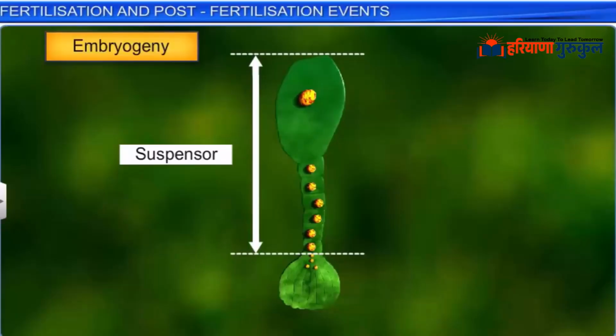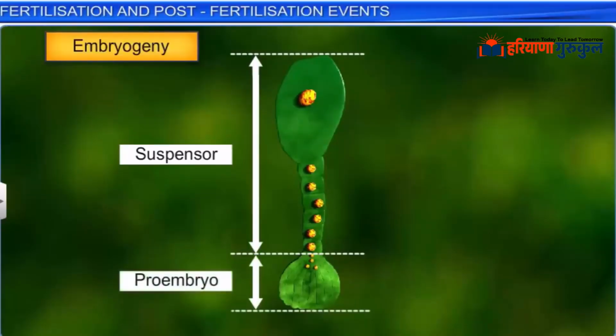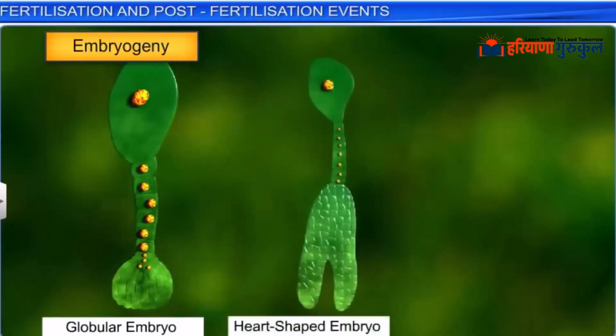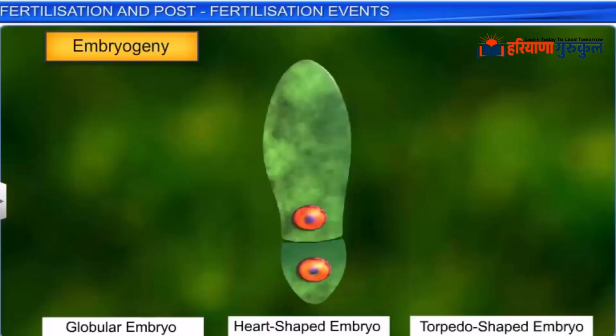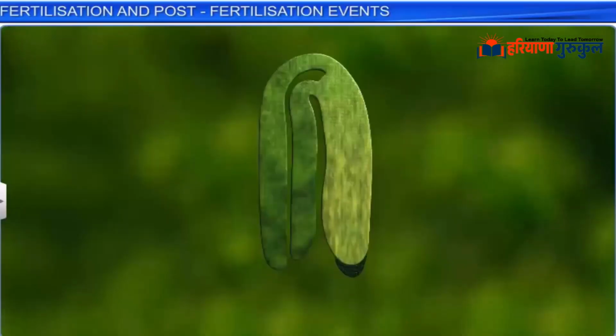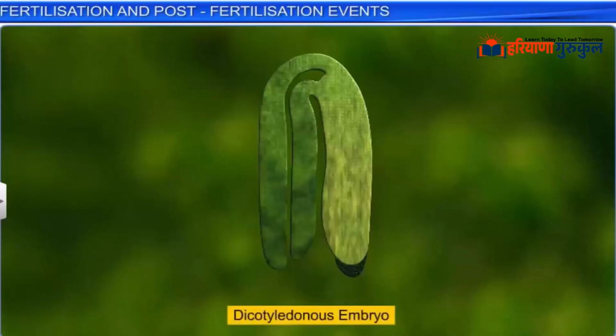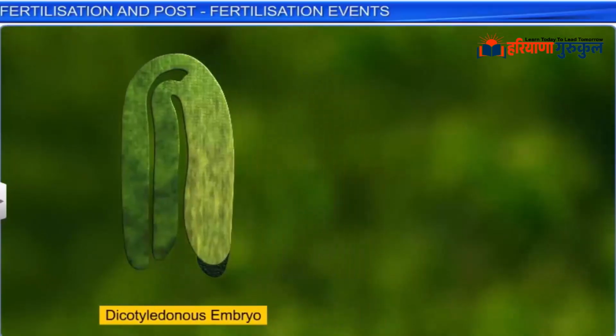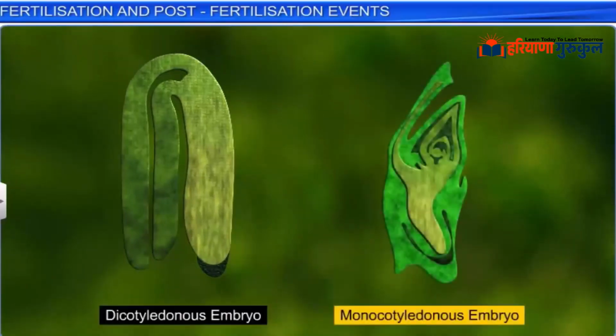Moreover, the terminal embryo cell also undergoes divisions to form a group of cells known as proembryo, which subsequently develops into a globular, heart-shaped and torpedo-shaped mature embryo. The structure of a mature dicotyledonous embryo is nonetheless different from that of a monocotyledonous embryo.